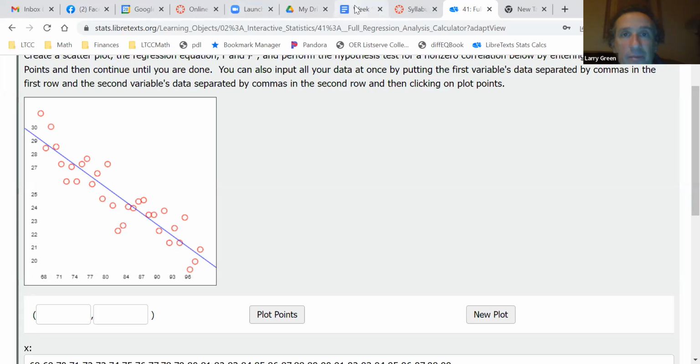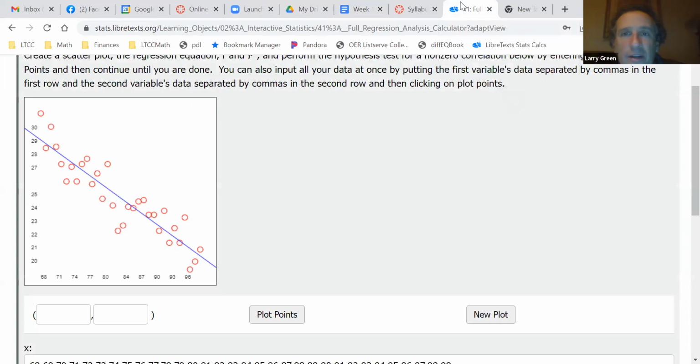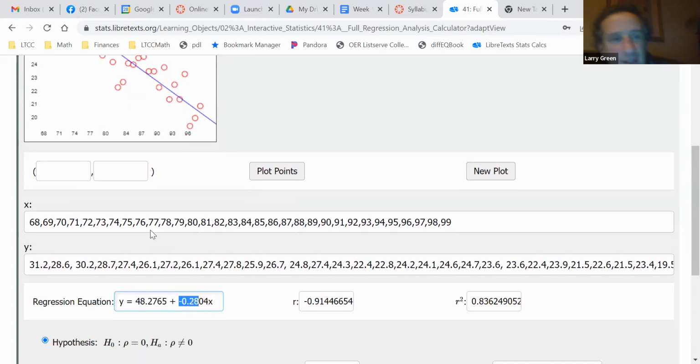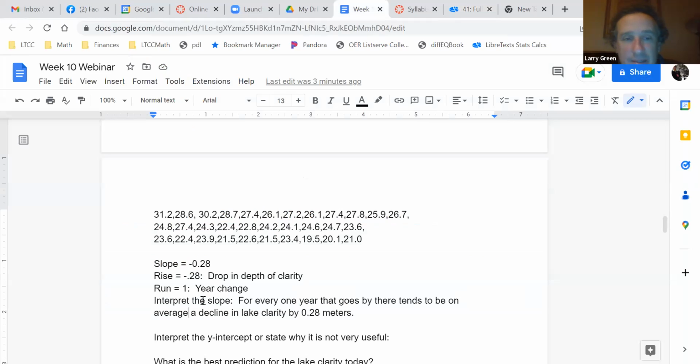Okay, so very important. Let's go to interpret the y-intercept or explain why it's not useful. Okay. So let's do that. And I'm going to go over the y-intercept. Hopefully you can tell me, what is the y-intercept? Maybe nearest whole number might be good enough. Yeah, 48. So it's important you know how to read the equation of a line. That's the number that doesn't have the x. So 48, rounded to the nearest whole number, is the y-intercept.